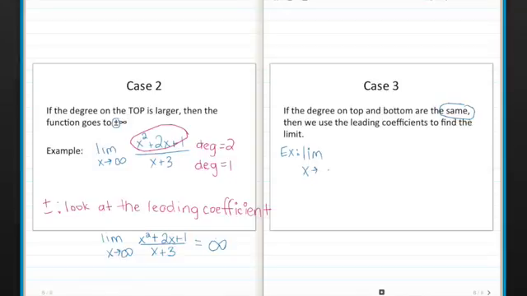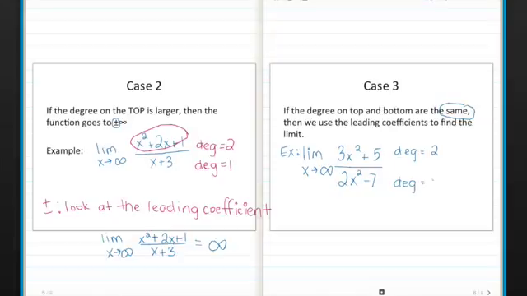If the degree on top and bottom are the same, then we are going to use the leading coefficients to find the limit. This will require a little tiny bit more math, but nothing too bad. For example, let's look at the limit as x approaches infinity of 3x squared plus 5 over 2x squared minus 7.